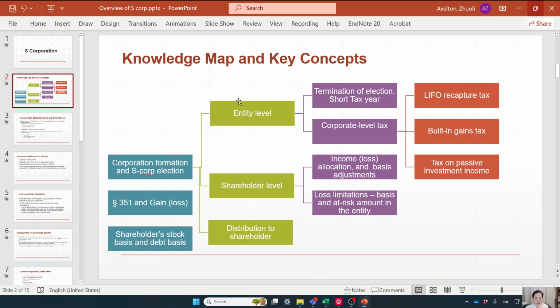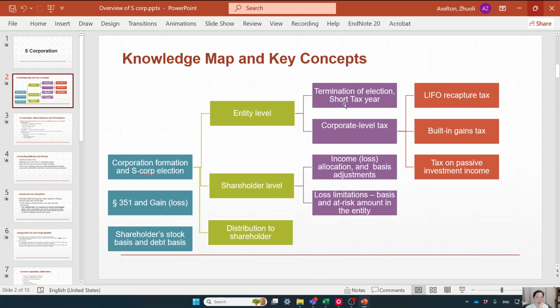And from a reporting perspective, similar to the flow-through entity partnership, there's an entity level reporting, which is the 1120S. And at the entity level, the S Corp has to determine the election of the S Corp, and also they can terminate the S Corp election status. And we may end up with a short tax year for the S Corp due to the election. And the termination of S Corp status could be voluntary or involuntary.